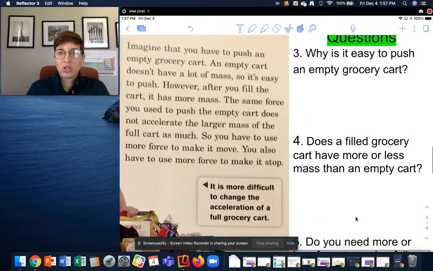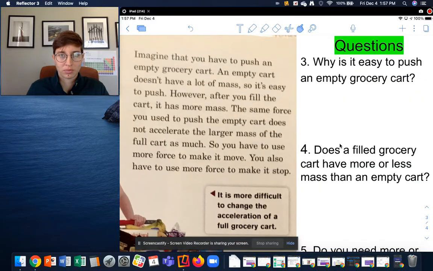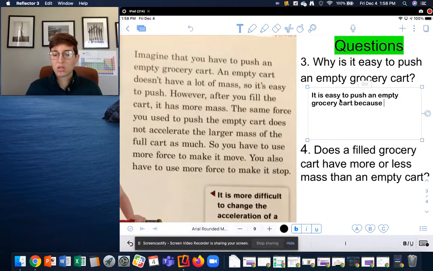Question number 3. Why is it easy to push an empty grocery cart? It's easy to push an empty grocery cart because it doesn't have a lot of mass.